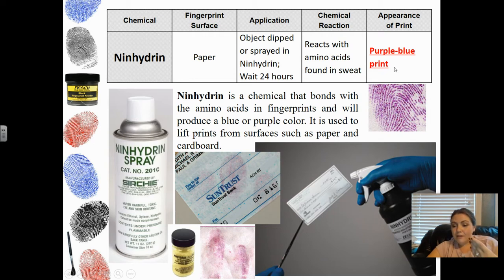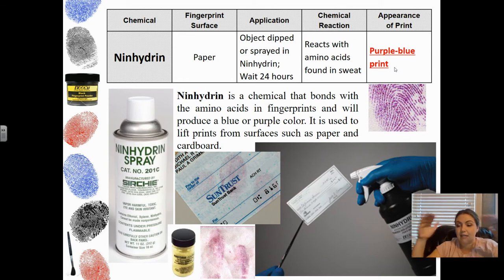You can just wait and the prints kind of come up, or if you heat it, it usually shows up faster. So usually what I do in class is I make some prints on some paper, I spray it with ninhydrin, and I heat it over the steam of boiling water. I boil some water on a hot plate and I hold it over that steam and it makes the print show up faster.